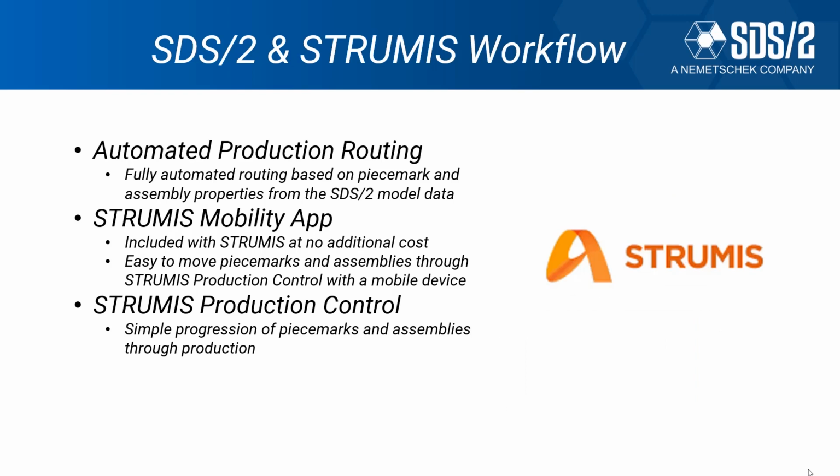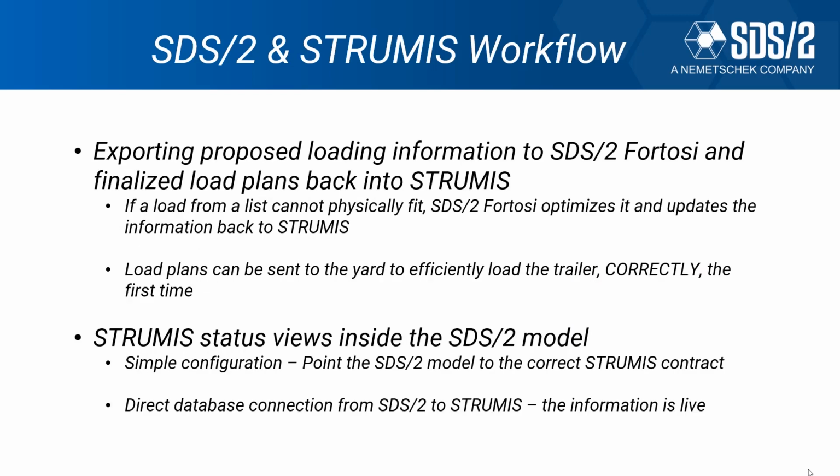From STRUMIS, you'll see some automation in the production routing tools with fully automated routines based on piece marking assembly properties from the SDS2 model data. We'll also show the STRUMIS mobility app that's included at no additional cost with your STRUMIS license, which makes it much easier to move piece marks and assemblies using a mobile device. In addition, the STRUMIS production control workflow just allows a simple progression of piece marks and assemblies through production for your team.